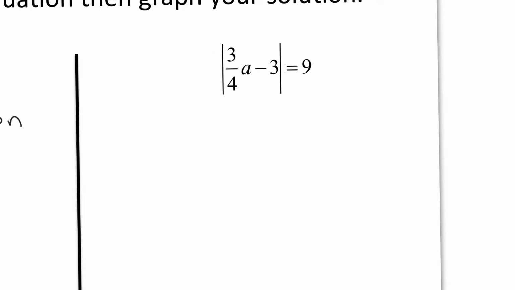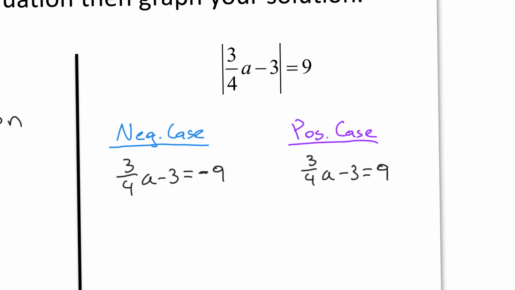So let's go ahead and set up our positive case and our negative case. So one more time, guys, I set up what's inside of the absolute value 3/4a minus 3, and I make this number negative. That's my negative case. Positive case, you keep what's inside of the absolute value and you keep that number positive. That's why it's a positive case. So you guys need to solve those linear equations. From absolute values, we went to two linear equations.